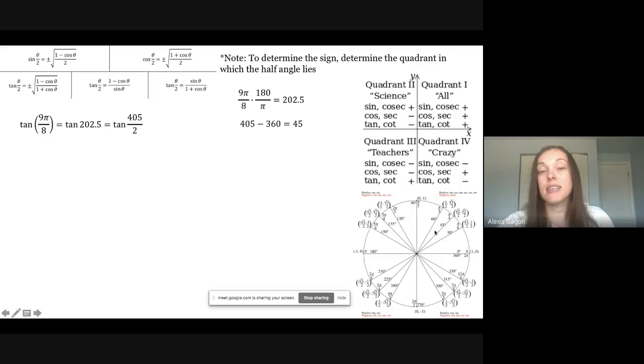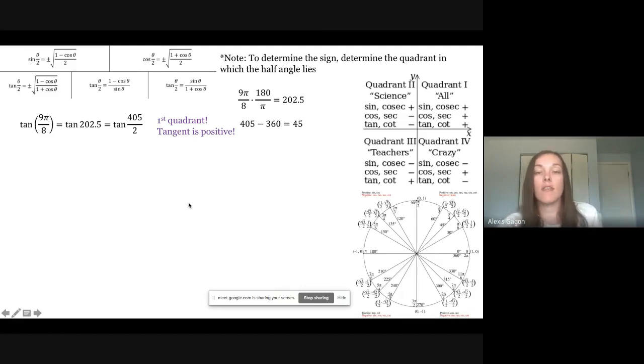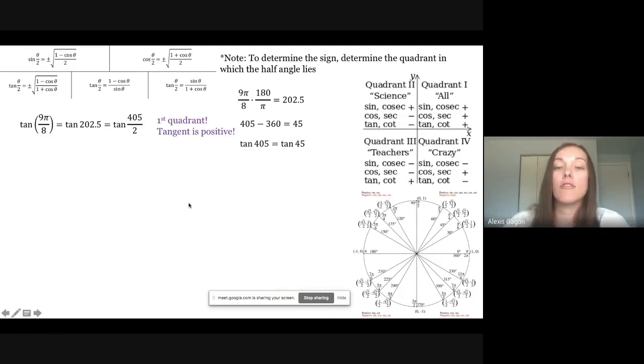So that means the tangent, oh, this is in the first quadrant, but the tangent, wait a second. Ignore this. This is wrong. That first quadrant thing, it's in the third quadrant. We just talked about it. And it's positive in the third quadrant. Ignore the first quadrant stuff. But tangent of 405 is the same as tangent of 45. Okay, are there any questions on that part of this?